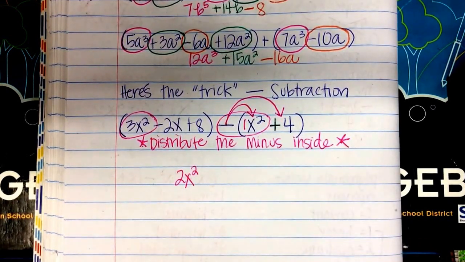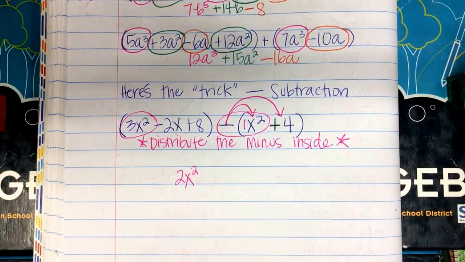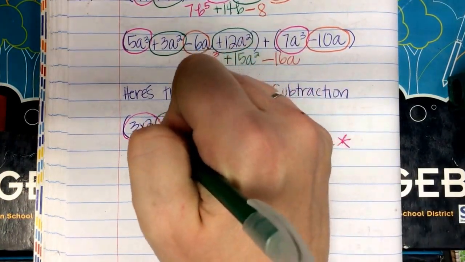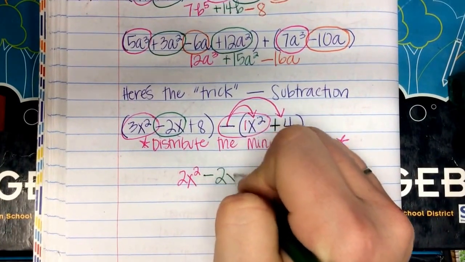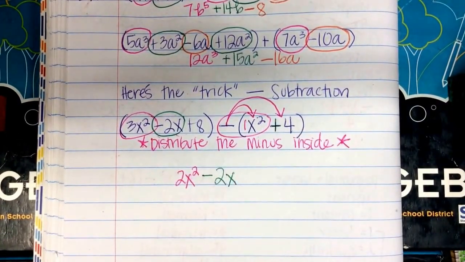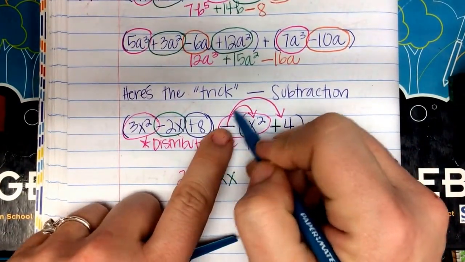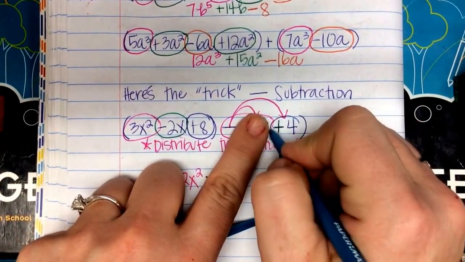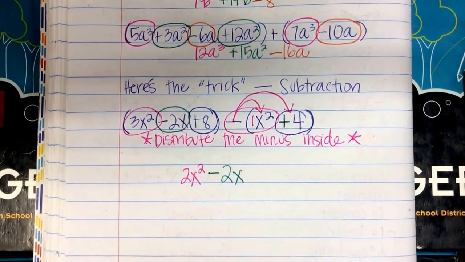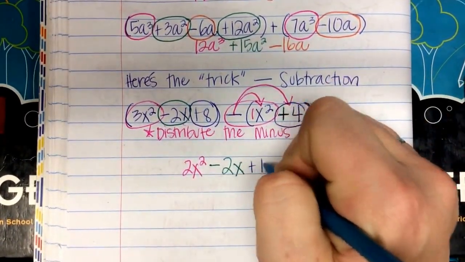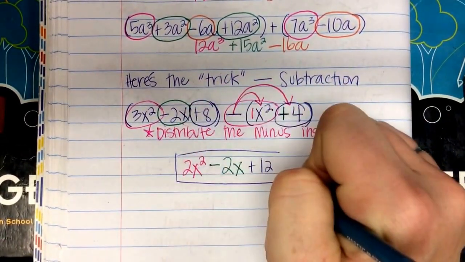Perfect. So what should I put first? If I'm putting it in standard form. That negative 2x should go next. Then I go to my 8, and that just minus went over here, so plus 4. 8 plus 4 is, and there's your answer. Easy?